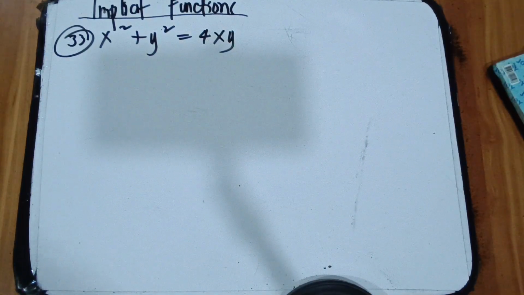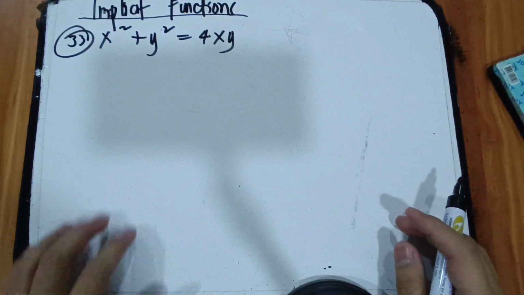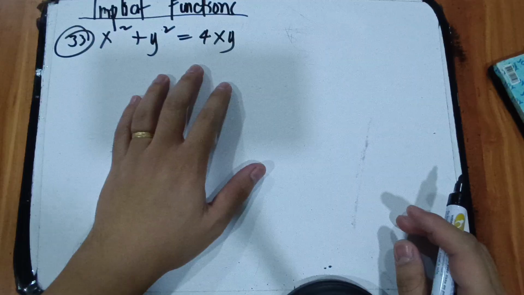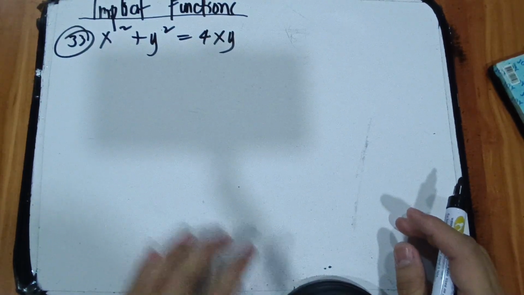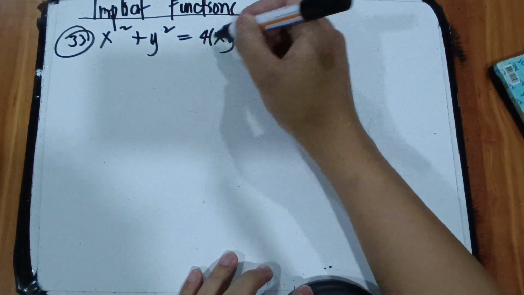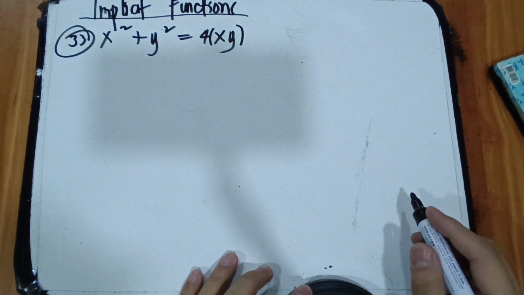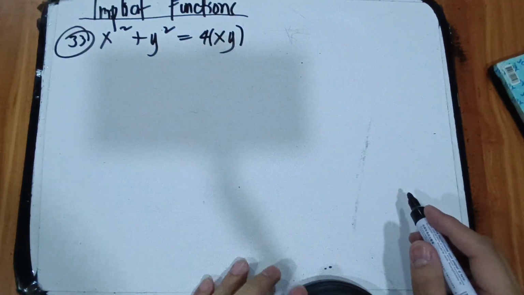Solve natin yung number 33 para mas magets natin kung paano ang implicit function derivative. X squared plus y squared is equal to 4xy. So sabi niya, you have to apply differentiation rule. So eto, addition rule, tas etong dalawa naman is product rule. Tama ba? Pwede kong ilagay yan as 4 multiplied by xy. Kasi constant naman siya, pwede siyang ilabas.